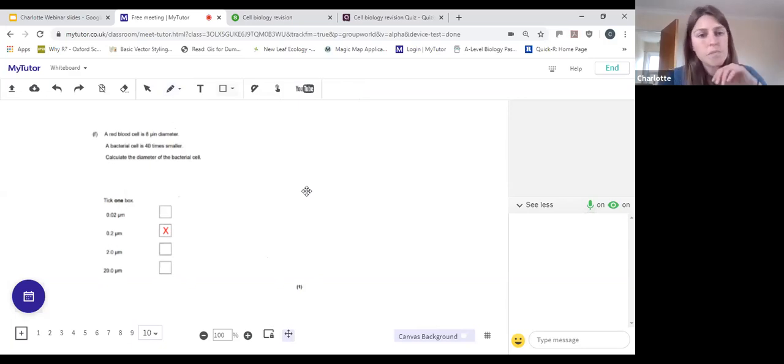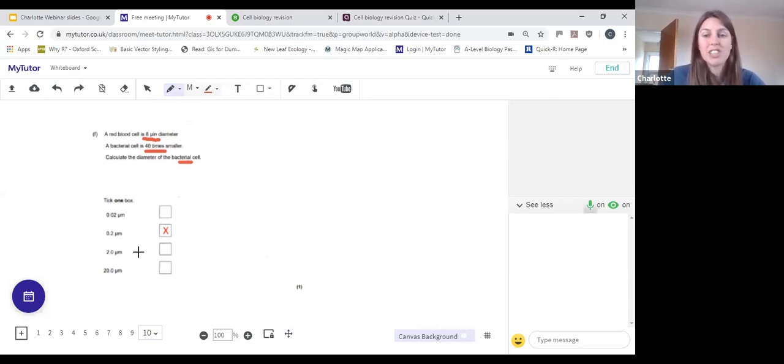Next question. So let's underline this one again. A red blood cell is 8 micrometers in diameter. Diameter across. A bacterial cell is 40 times smaller. Calculate the diameter of the bacterial cell. And apologies for those of you that wanted to have a go first. I have put a red X in here. I thought I'd put it on the next slide. So the correct answer there is 0.2 micrometers.